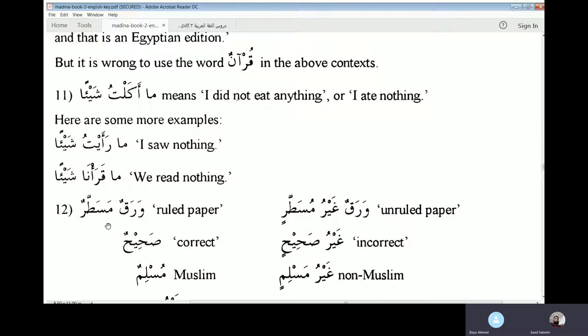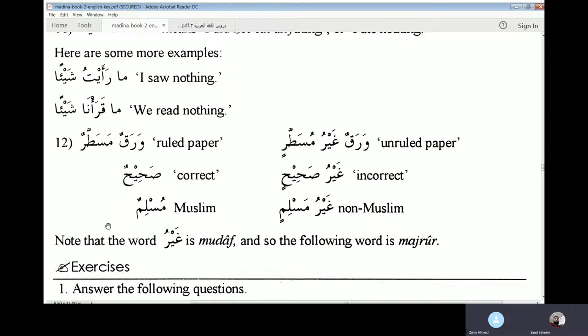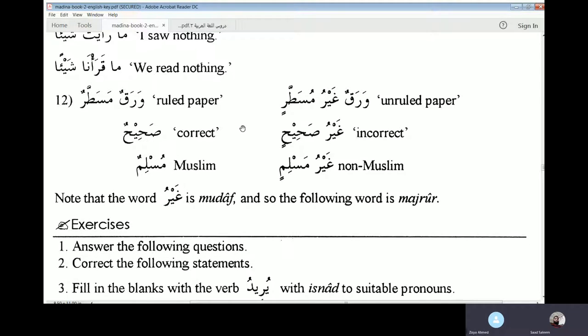ورق مستر, rolled paper. ورق غير مستر, unrolled paper. Correct is sahih and incorrect is ghayr sahih. Muslim, ghayr muslim, non-Muslim. Now that the word ghayru is mudaf, the following word is majrur.